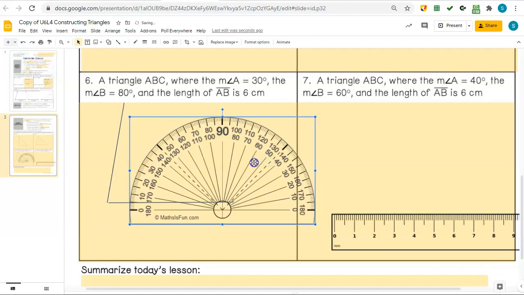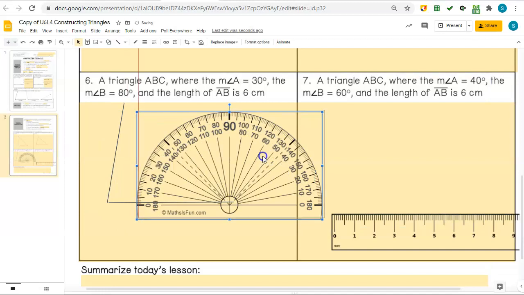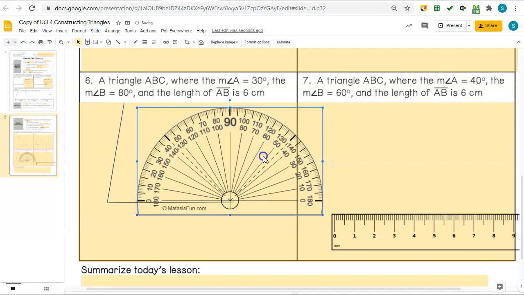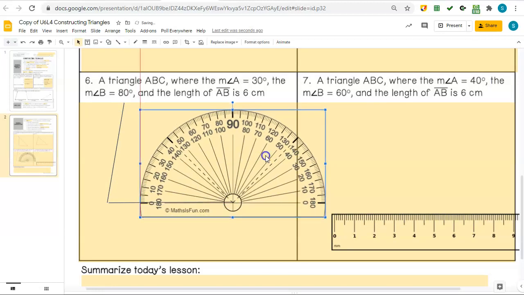I'm going to move my protractor over here to this end, so the other end of my 6 centimeter line, and I'm going to draw a 30-degree angle. And I want to make sure that my lines cross, so I get my complete triangle, and I'm seeing the angle right there. So there is my triangle.